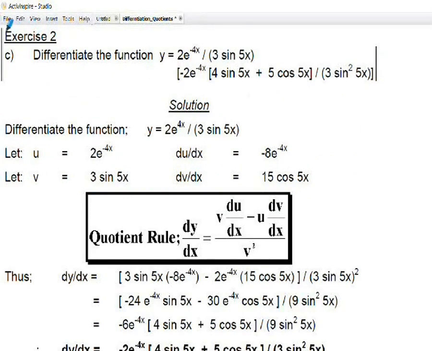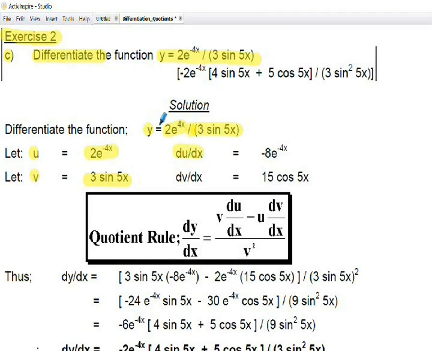Okay, looking at exercise 2, part C here. We're asked to differentiate the function y equals 2e to the minus 4x divided by 3 sine 5x. So this is a quotient here, because we've got 2e to the minus 4x divided by 3 sine 5x. So we need to define our u term, which is fairly straightforward here. It will be the numerator, so that's 2e to the minus 4x. We define the v term, which again is straightforward, it's the denominator, the 3 sine 5x.